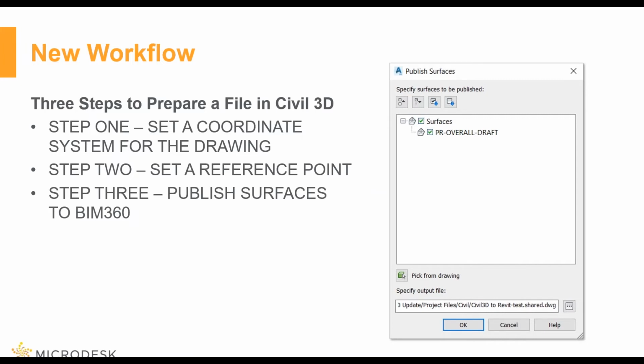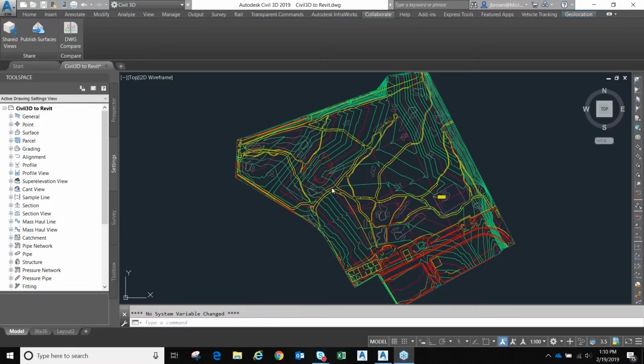So for now, this workflow is really just for our surfaces, but it's very, very simple to do. So it's basically 3 steps. We're going to set a coordinate system for the drawing. We're going to set a reference point, and then we're just going to publish the surface to BIM 360. So it's very, very simple and quick. I'm going to go ahead and take over here.